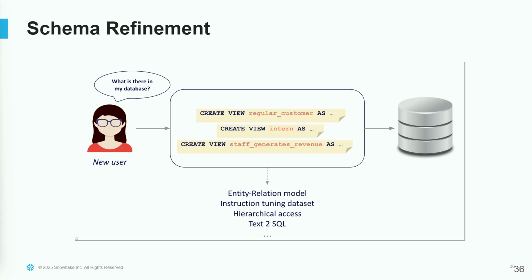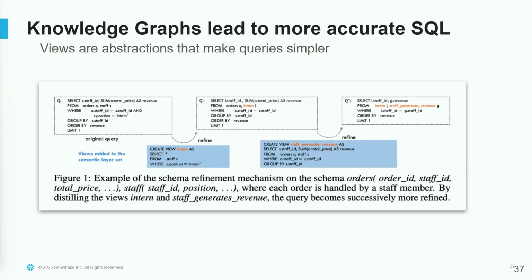You might want to have concepts such as regular customer, intern, or staff that generates revenues. Although in some companies, interns also generate revenues anyway. So knowledge graphs, like building that semantic layer, actually helps a lot in forming SQL queries.